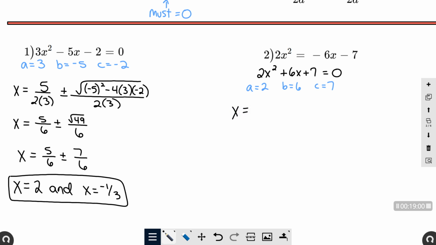All right, so once we move everything to one side, then pick out your A, B, and C. So don't forget it's got to equal 0. And now sing your song. Opposite of B, plus or minus square root, B squared minus 4ac, all over 2a.